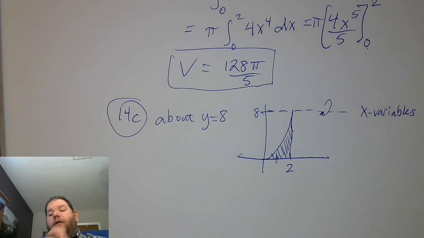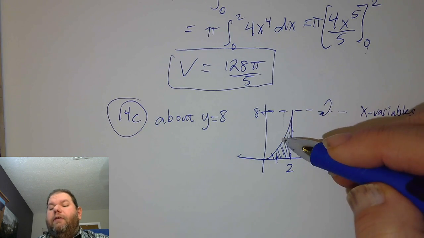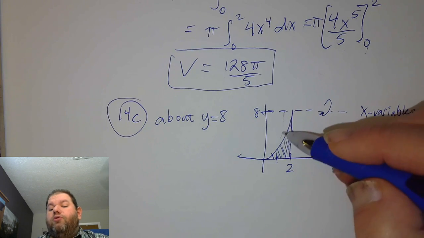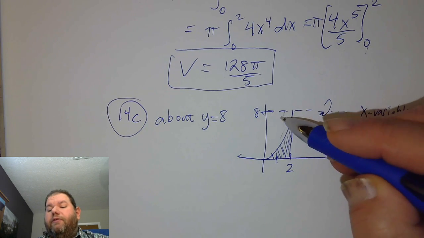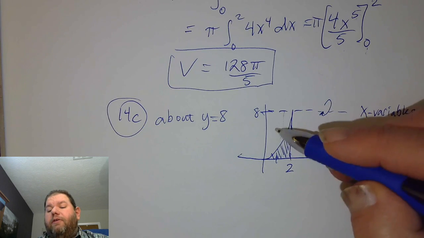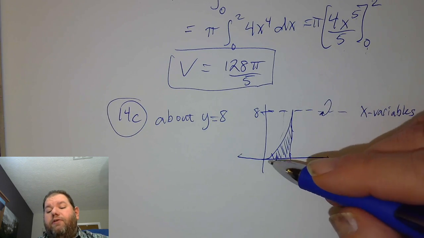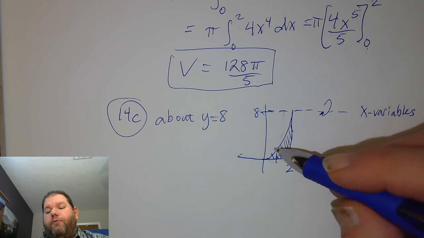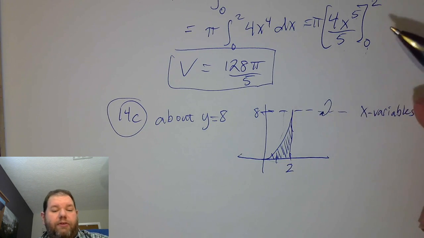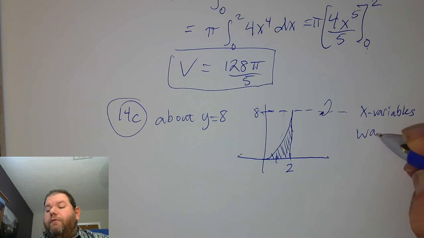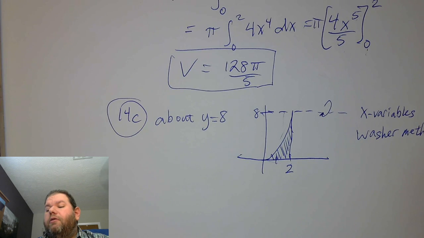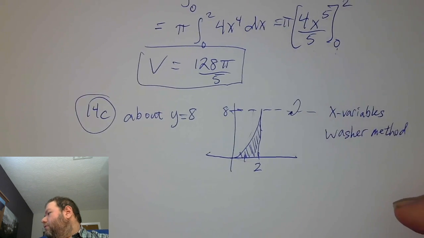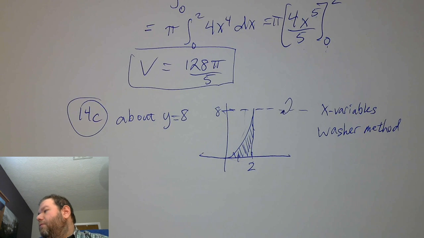Washer, right. Because we have this space in between the actual shaded area and the axis of revolution, all of this space is going to be revolved around there if we just go from here to here. And so we need to subtract that space out using the washer method. So we know we have a washer method.